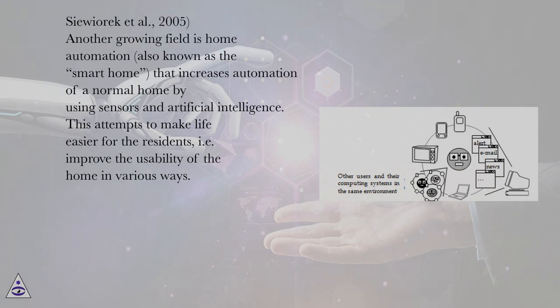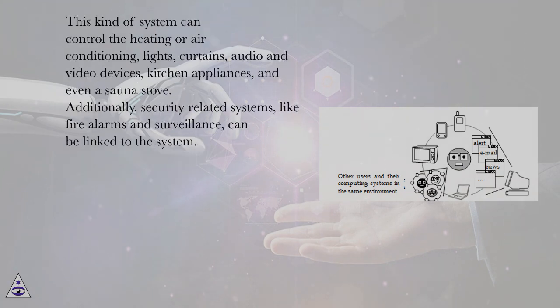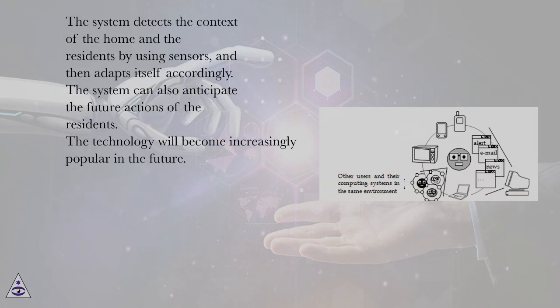This attempts to make life easier for the residents, i.e. improve the usability of the home in various ways. This kind of system can control the heating or air conditioning, lights, curtains, audio and video devices, kitchen appliances, and even a sauna stove. Additionally, security-related systems, like fire alarms and surveillance, can be linked to the system. The system detects the context of the home and the residence by using sensors, and then adapts itself accordingly.